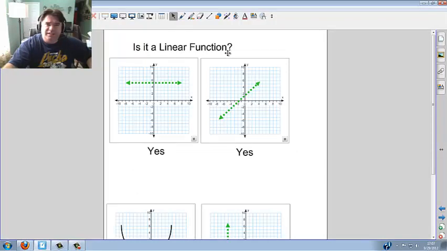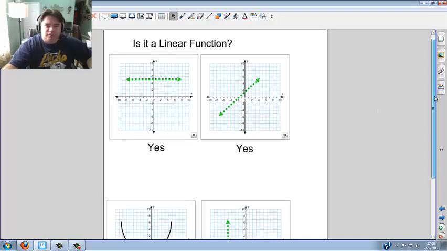Now, the question is, is this a linear function? Well, the first one you see, it's definitely a straight line. Every x only has one y, so when x is negative 4, y is still 5. When x is 0, y is 5. So even though the answer is always going to be 5, every x only has one answer. Same with this one. Each x only has one y. No problems there. So both these are linear functions.